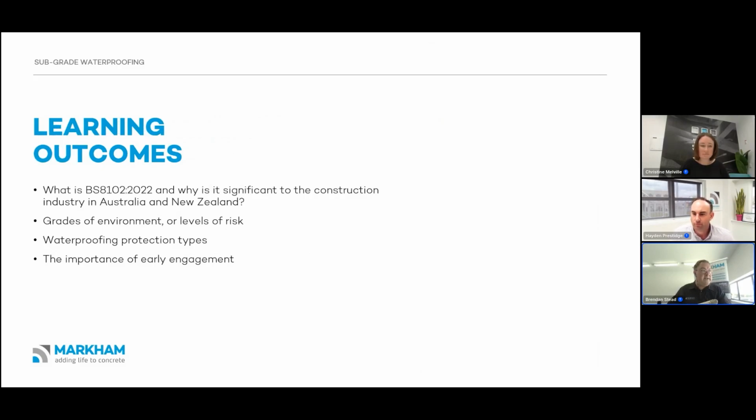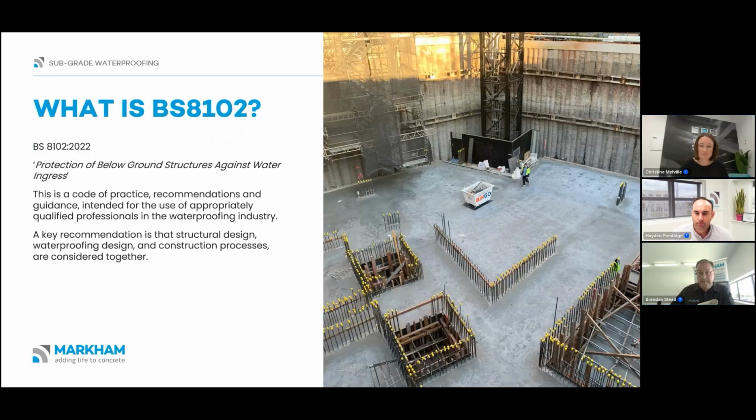So very briefly, the learning outcomes. What is the British Standard 8102 2022 and why is it significant to the construction industry in Australia and New Zealand? We'll talk about the grades of environment or the levels of risk. Talk about waterproofing protection types, and very key to this, the importance of early engagement. So, Christine, could you please take us away? Sure, everyone. Thanks, Brendan.